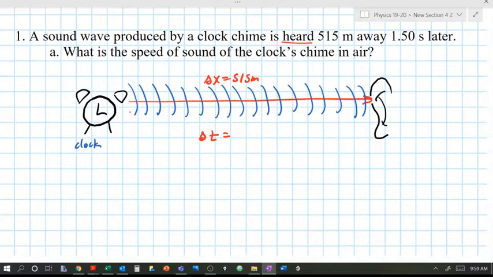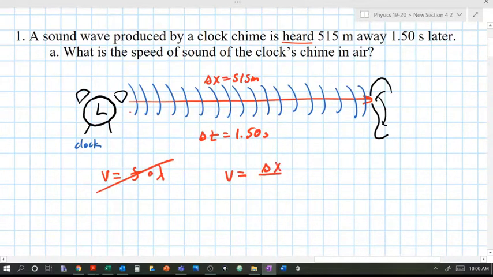The ear is 515 meters away, and it takes 1.5 seconds for them to hear it. So we can calculate the velocity. We don't have frequency or wavelength, so we can't use this equation. We have to use distance over time. So that'll be 515 meters over 1.5 seconds. That's going to give us the speed of sound at room temperature, 343 meters per second.